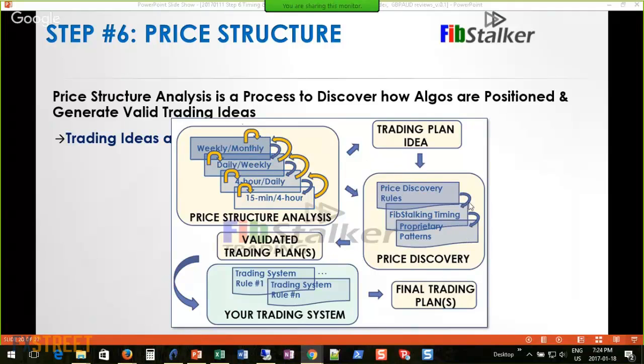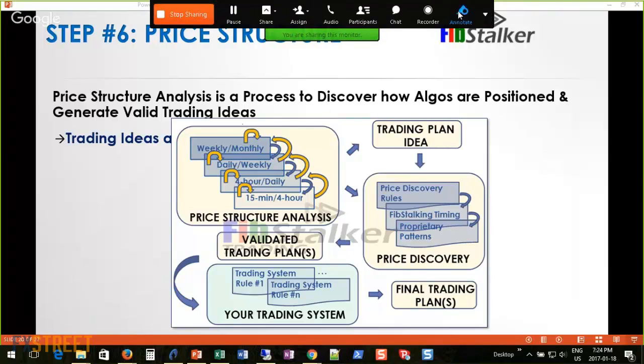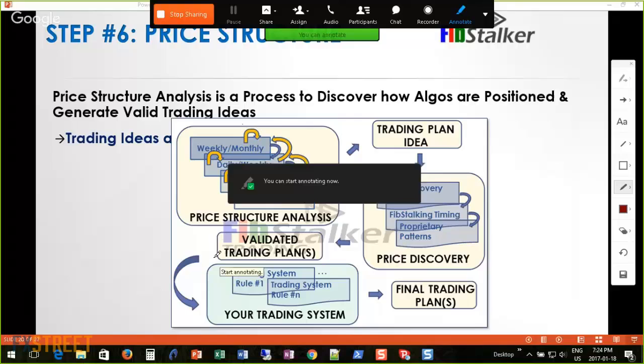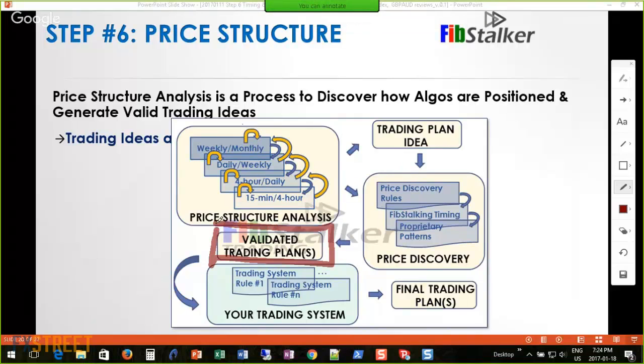And when we apply price discovery, we can go from trading plan ideas to validated trading plan ideas that actually take into account what we know about the way the market works, what we know about how smart money is positioned in the market. When we put all that information together, now we have validated trading plans. We don't trade directly the validated trading plan. What we want to do is filter those trading plans through a set of simple trading systems, which filter out the noise or the things that we know are not working with a high probability.